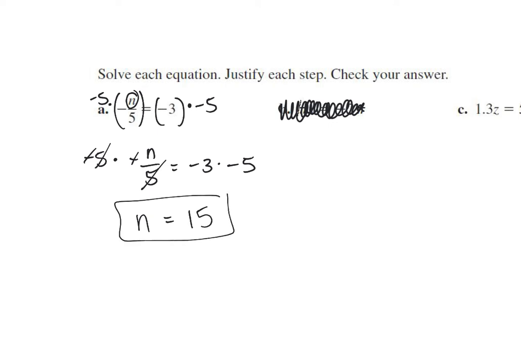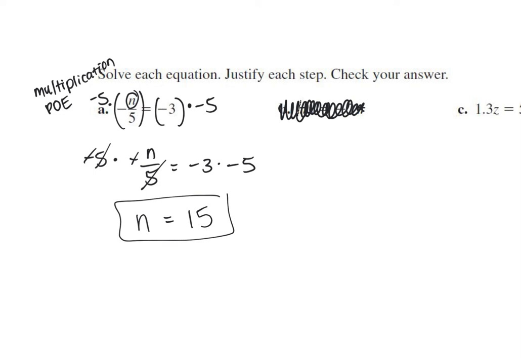This is the tricky part. What property of equality did I just use? Brianna? It is multiplication, okay? I appreciate that you raised your hand. This is the multiplication property of equality. And Liz, if I were to stop here, what did I not do? Yep, I didn't check, okay?